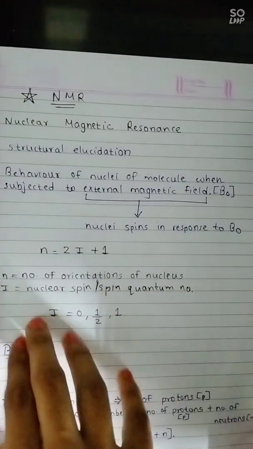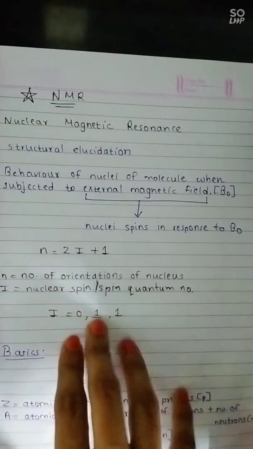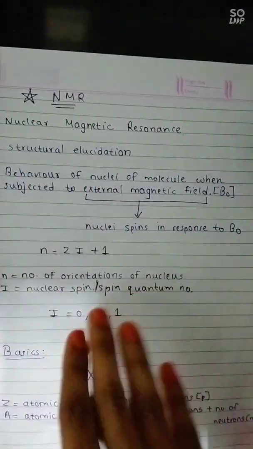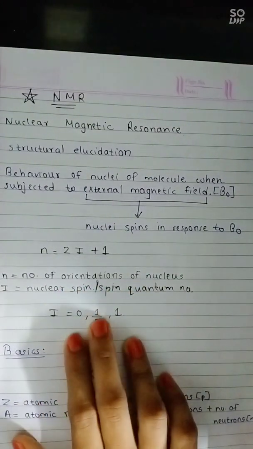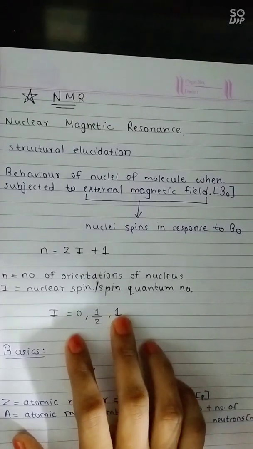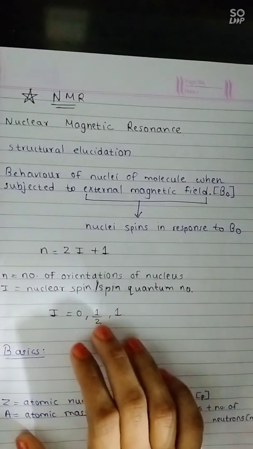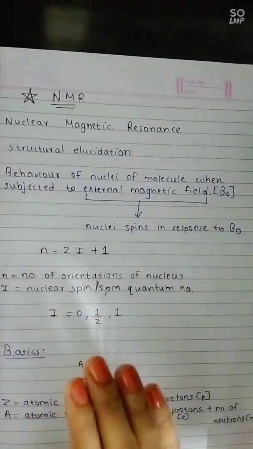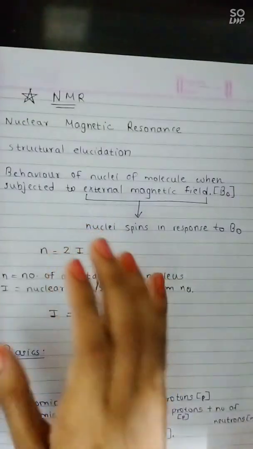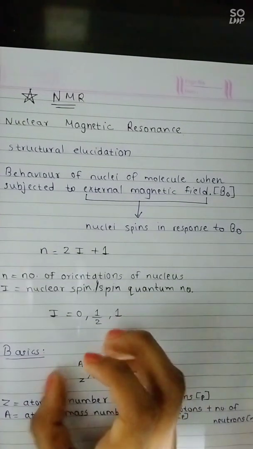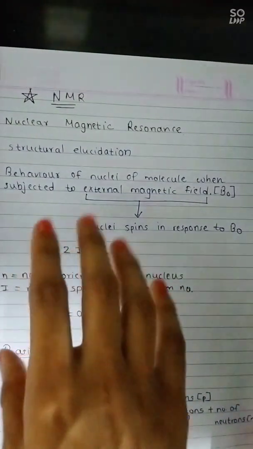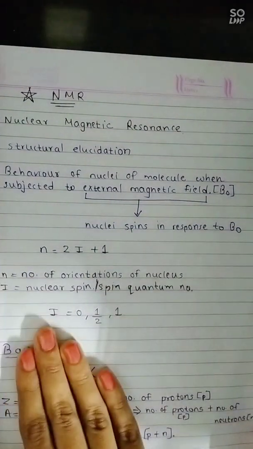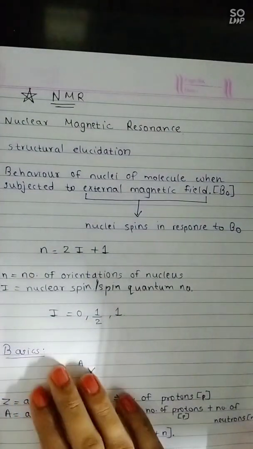Now, there could be three values for I, that is nuclear spin or spin quantum number, which could be 0, it could be 1/2, or it could be 1. We can determine the value of I from the atom itself. If we are given a specific atom, then we can determine its spin quantum number. For that, first of all, we need to know the basics. So let us start with the basics first.